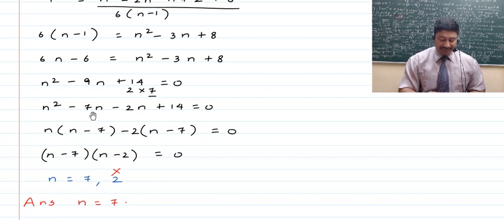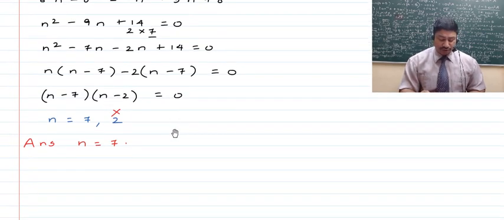So out of the first two, we take n to be common outside. Inside we are left with n minus 7, right? And now when we write n minus 7, this goes minus 2 times, so that we get the next two terms. So now out of these two terms, we can take n minus 7 to be common outside. Inside we are left with n minus 2, right? Their product becomes equal to 0. Now we apply the zero product rule, which once when taken n minus 7 to be equal to 0, we'll get the value of n to be equal to 7, and at the other time when we write n minus 2 to be equal to 0, we will get the value of n to be equal to 2.